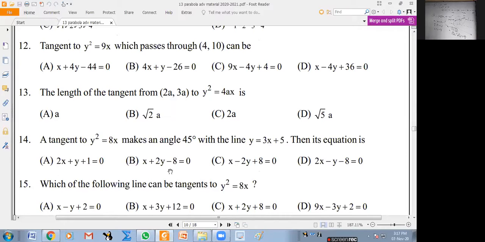(4, 10) is an external point through which you can draw two tangents to the parabola. It's not on the parabola. If it were on the parabola, I would have done S1 equal to 0 as for the 12th question. So outside the parabola, there'll be two tangents.